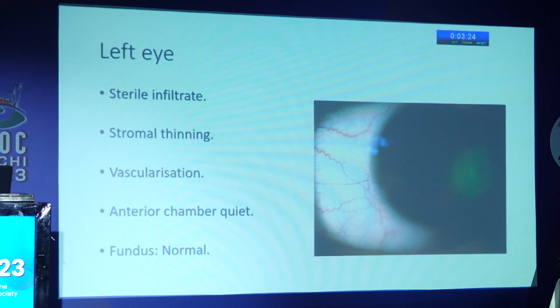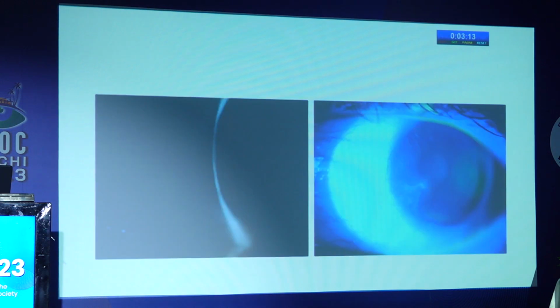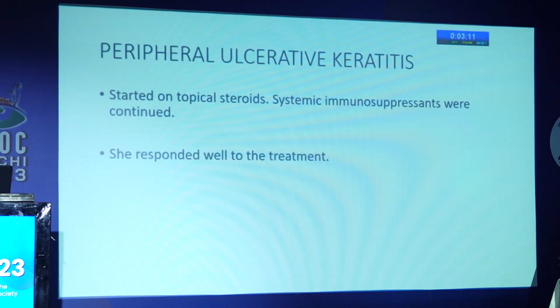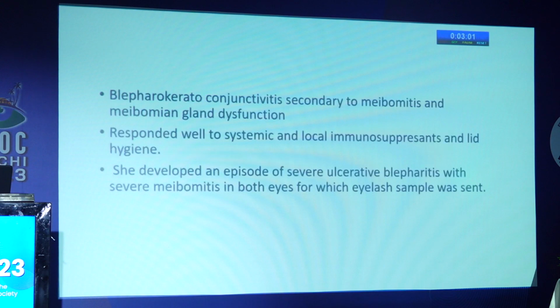Coming to the left eye, in the nasal periphery we were able to see some sterile infiltrate, stromal thinning and vascularization, but the anterior chamber was quiet and the fundus was normal. So we came to a conclusion it's a peripheral ulcerative keratitis, and we started her on topical steroids, and at the same time her systemic immunosuppressants were continued and she responded well to the treatment.